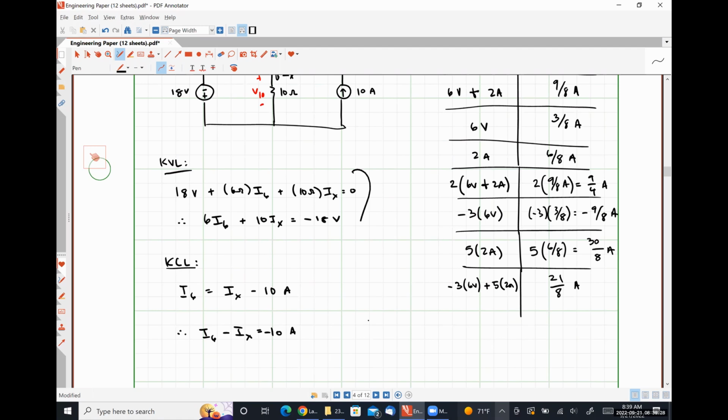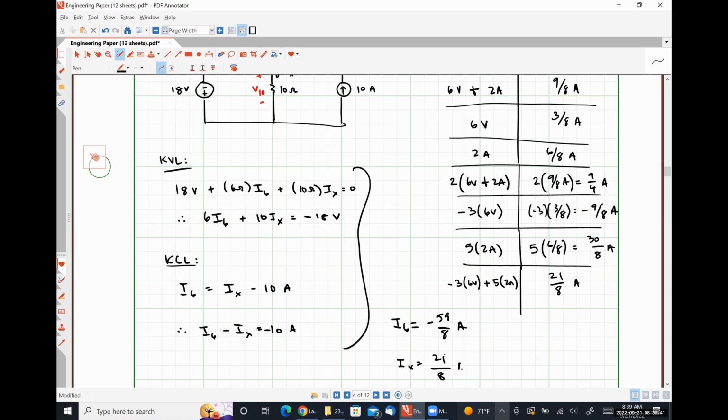So if I solve this system simultaneously, what I get is I6 is negative 59 over 8 amps, and IX is positive 21 over 8 amps. So I was able to predict how this circuit was going to behave before I ever analyzed it. That's how powerful the concept of linearity can be.